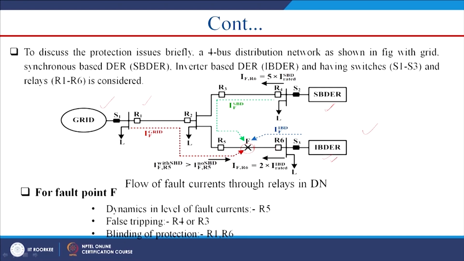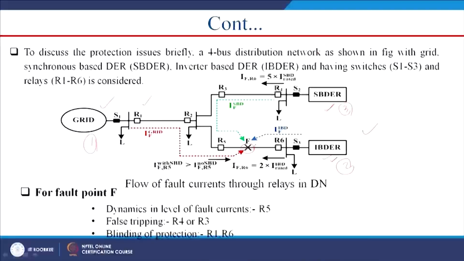Now, the fault current will be driven from all these 3 sources. This is source 1, that is my grid, and this is source 2, that is my inverter based DER, and this is my source 3, that is synchronous based DER. The 3 sources will contribute to the fault point. The fault current is going to rush to the fault point.